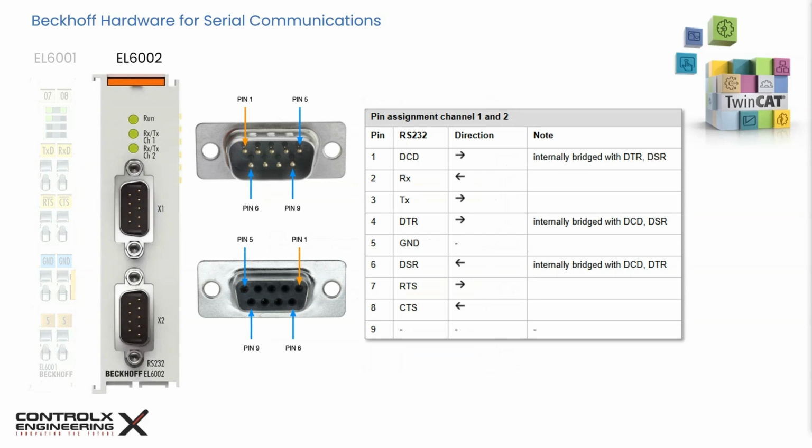If using the two-channel EL6002 terminal, then this image shows the pinout for the DB9 connectors. Here pins 2 and 3 are the receive and transmit respectively, and pin 5 is the ground connection point.